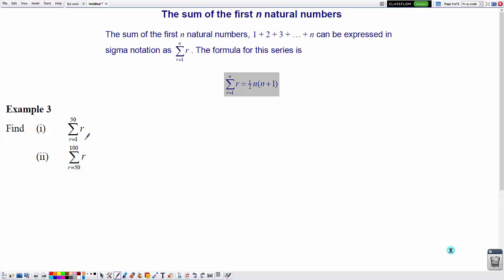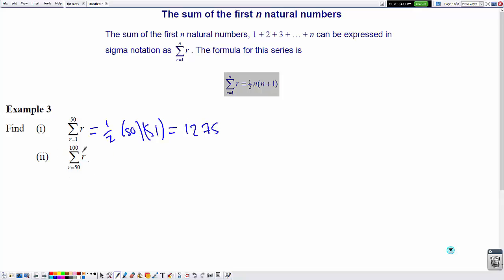So we want to find sigma r from r equals 1 to 50. So here, when it was sigma r from 1 to n, it was half n times n plus 1; you plug this n into this, and that gives you there. So we do the same thing here. It's a half times, now my n is 50, so half times 50 times 51. And that is equal to, again, just use your calculator for this, 1,275.